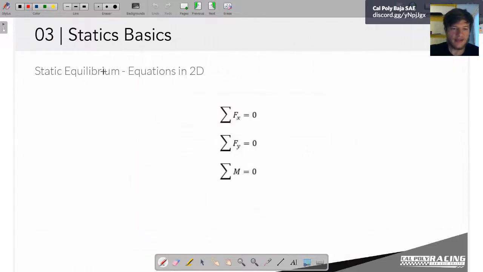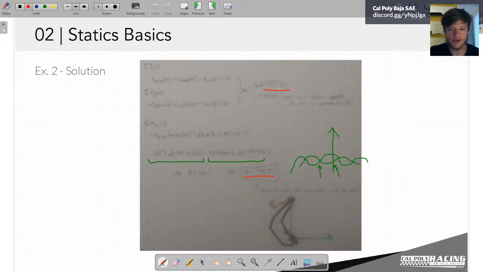But that leads us on to today's topic. Before we jump into this, does anyone have specific questions on this problem? I know I kind of rushed through that explanation. No? All right. We'll continue.